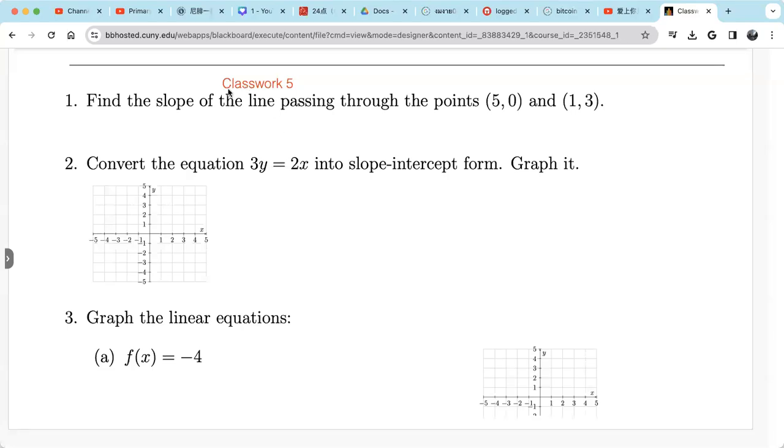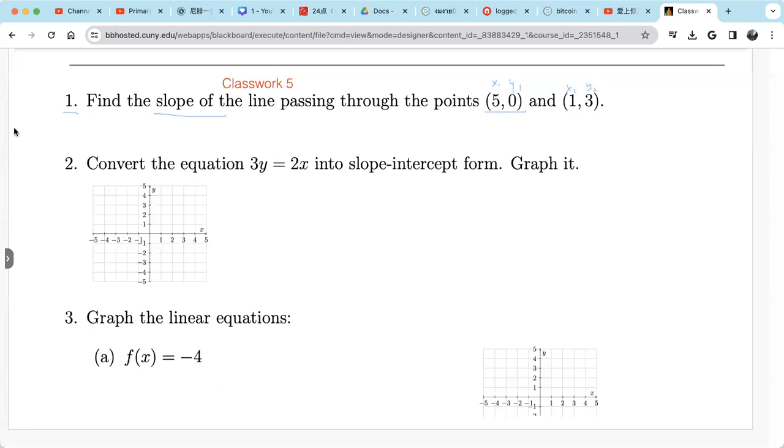Classwork 5. So let's see number 1. We want the slope of the line passing through those 2 points. So we call this first point x1, y1. Then we call 1, 3 the second point, x2, y2.